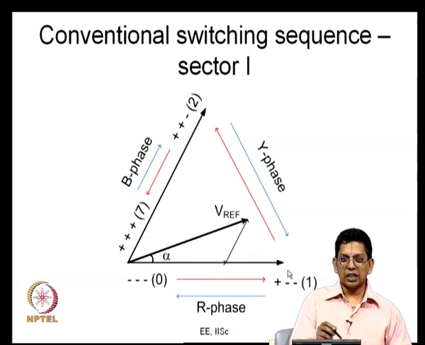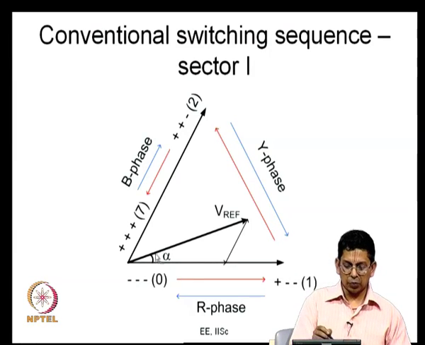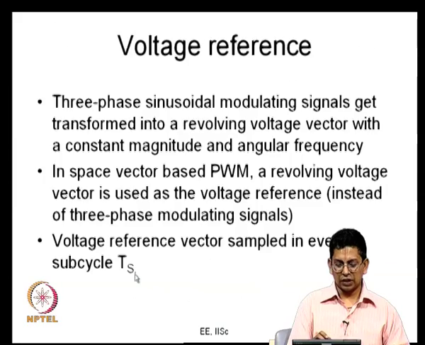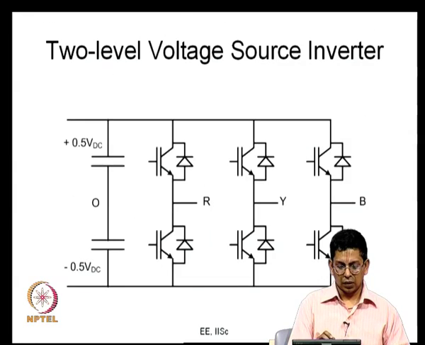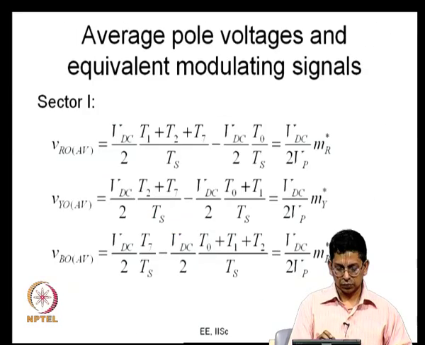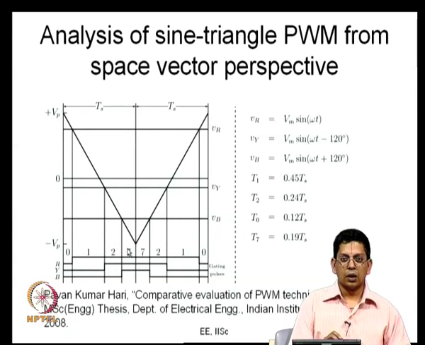We see that in sine triangle PWM also it is pretty much the same thing. The only difference is that in space vector PWM both are applied for equal durations, T0 is equal to T7 is equal to 0.5 Tz, whereas in sine triangle PWM T0 is typically not equal to T7. That is the difference which has been pointed out here. You can see that this is not equal to this. So, these can be made equal to one another.